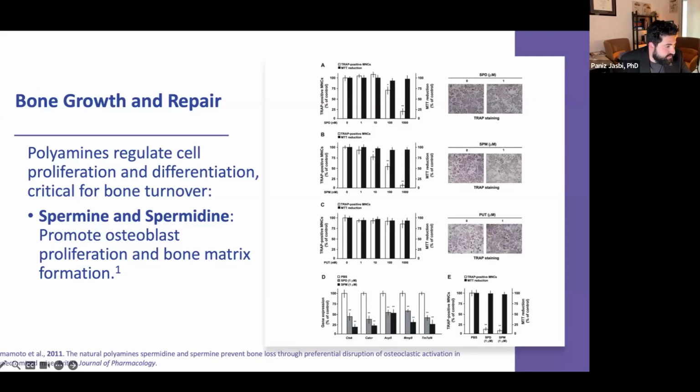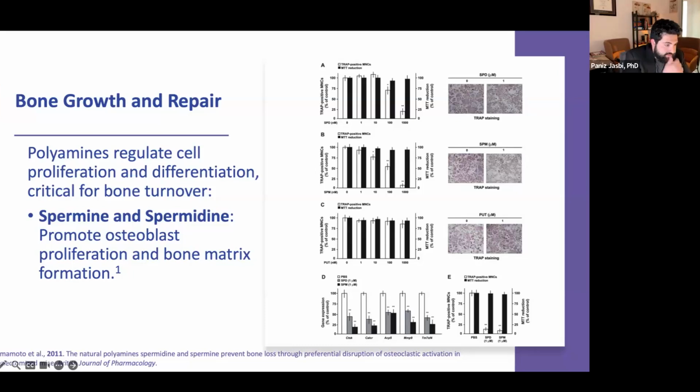On the right here, we see that spermidine and spermine inhibit osteoclastic differentiation, and they do not affect cell survival. So here we have pre-osteoclastic RAW 264.7 cells. These were cultured with RANKL, either in the presence or absence of spermidine and spermine. So A is spermidine, B is spermine, and C is putrescine, actually. And these concentrations, as you can see, range from 1 nanomolar to 1 millimolar. And they're followed by the determination of TRAP-positive MNCs and MTT reduction.